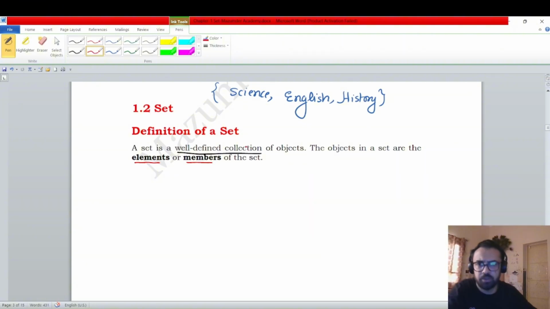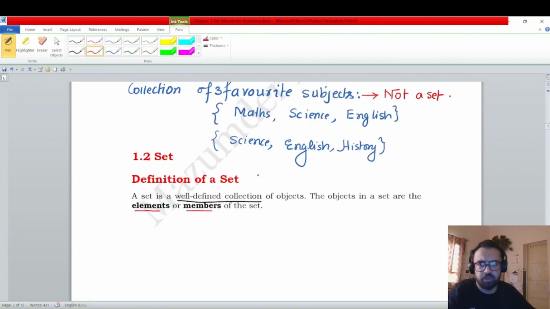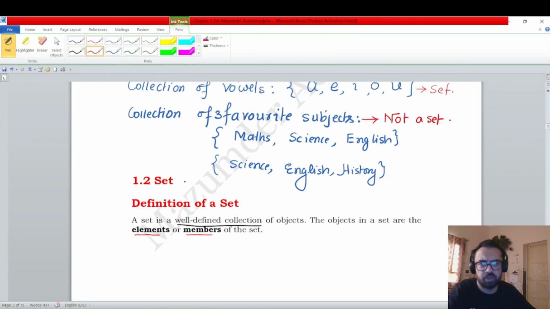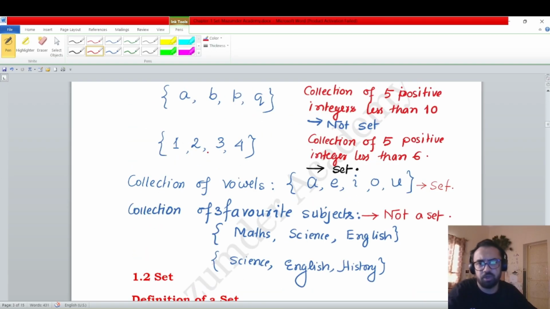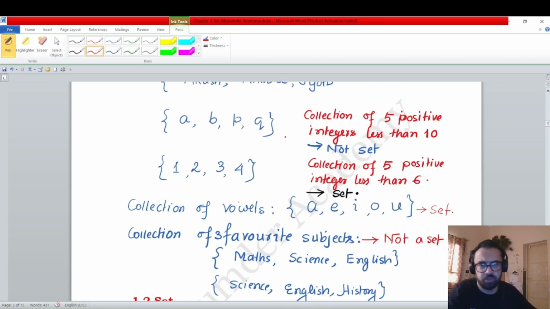Already we have seen how the members are written, like here mathematics, science, English, A, E, I, O, U. These are called members. 1, 2, 3, 4, these are members. A, B, P, Q are members.